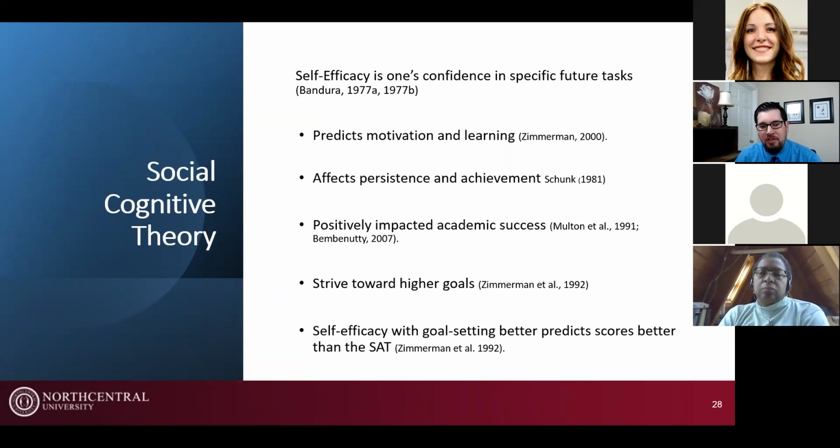Self-efficacy predicts motivation and learning. It affects persistence and achievement. It positively impacts academic success, and it leads students to strive toward higher goals. Self-efficacious students take more positive risks and are more likely to take on difficult or challenging tasks. Higher self-efficacious students performed better despite equal ability. Finally, self-efficacy with goal setting better predicts scores than the SAT.